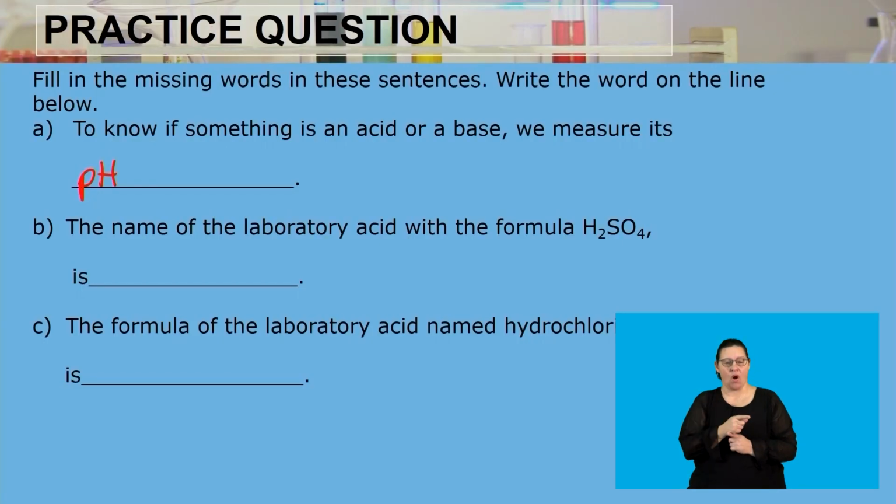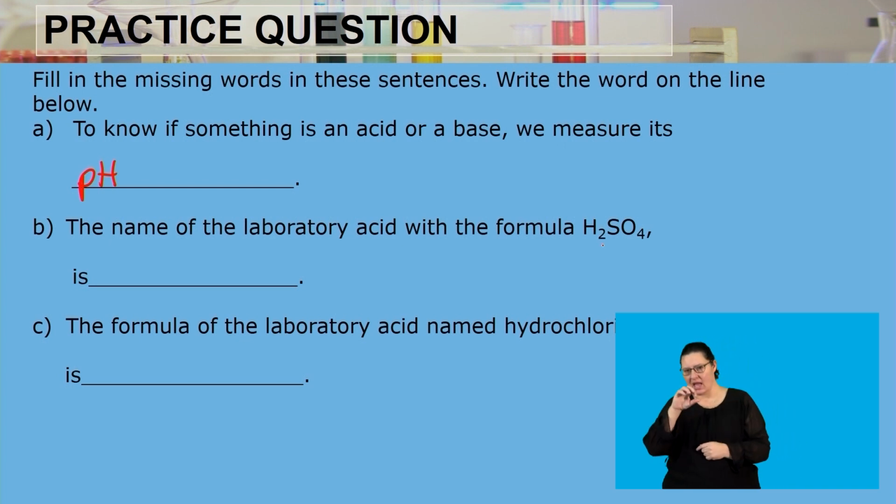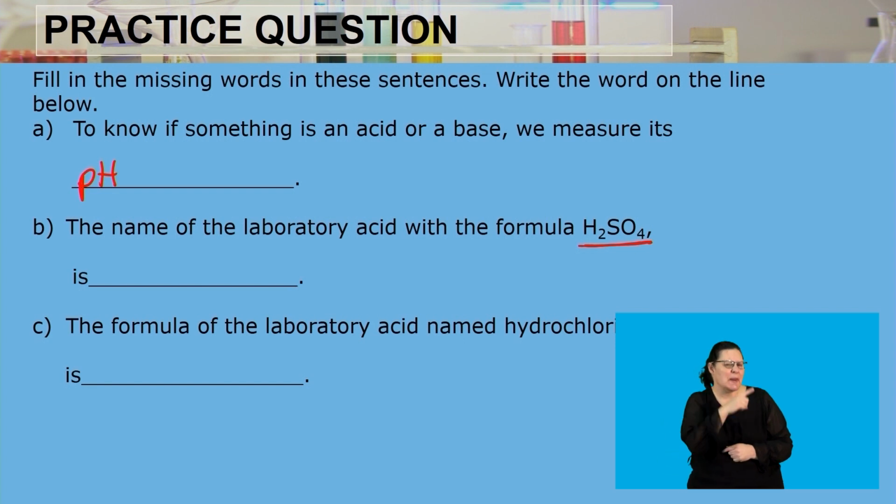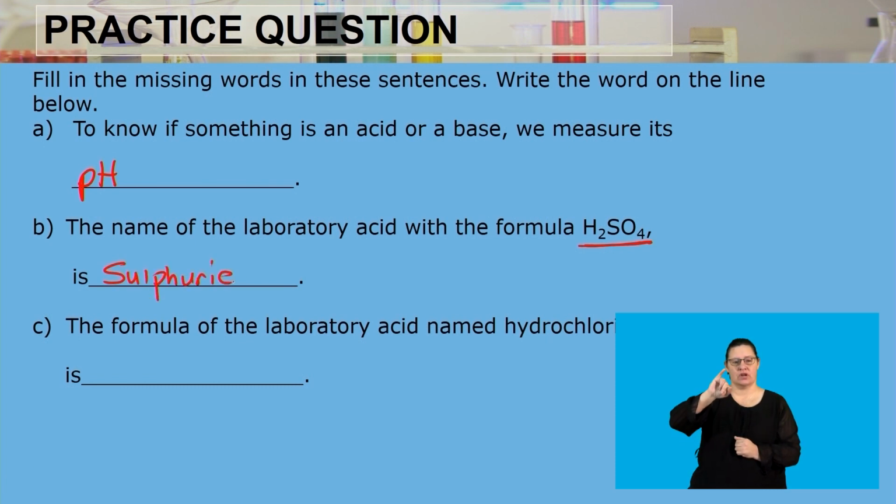Now question B, the name of a laboratory acid with the formula H2SO4 is. So this particular substance is one of the strong acids, and its name is sulfuric acid. Sulfuric acid. And then its chemical formula, it is H2SO4.